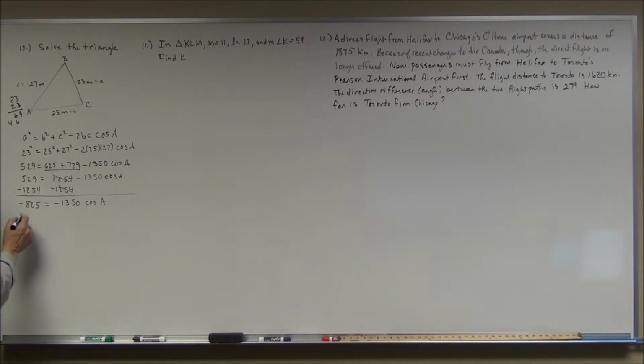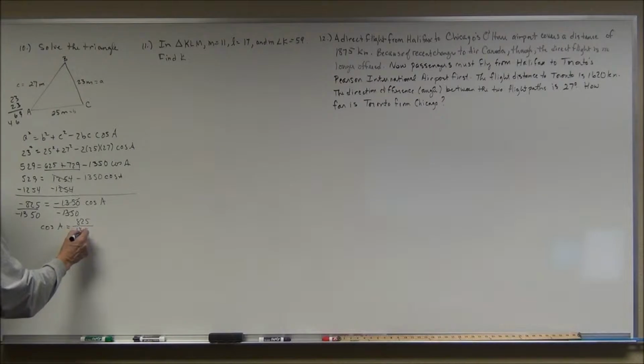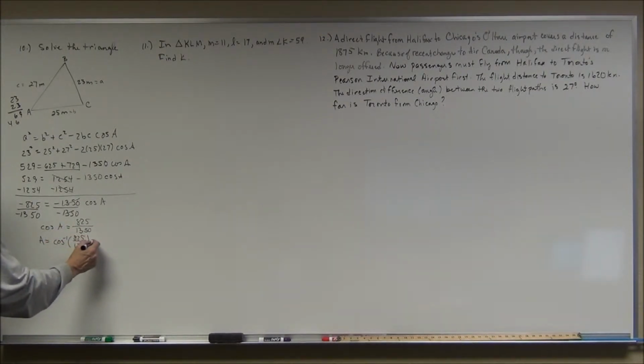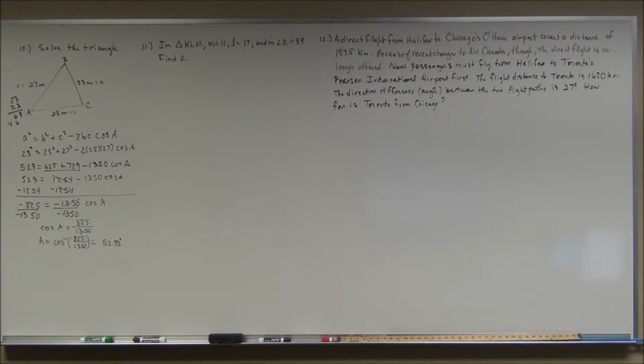Let me double check my arithmetic here. Divide both sides by negative 1350. You're trying to find A, so you have to isolate the cosine of A. That's going to give me the cosine of A is equal to positive 825 over 1350. That reduces, because you can divide top and bottom by 25. But if I take the inverse cosine here, A is equal to the inverse cosine of this number. I got this to be 52.33 degrees. So that's A, 52.33 degrees.